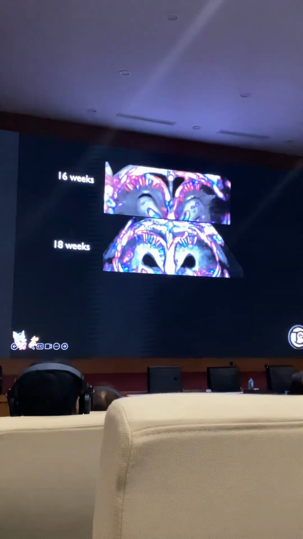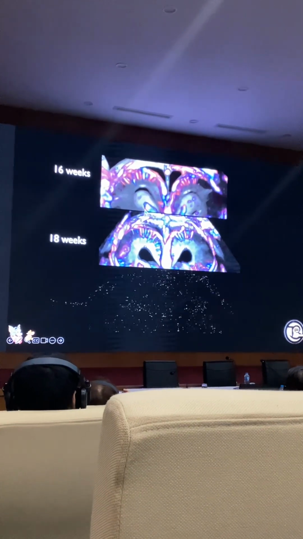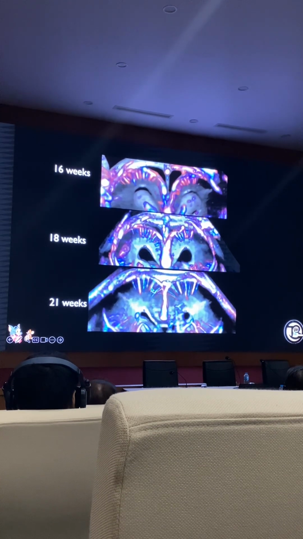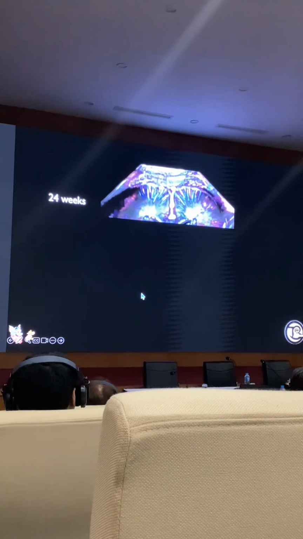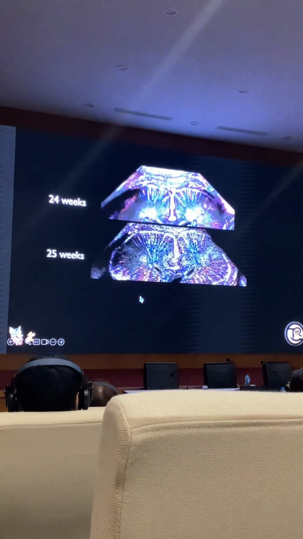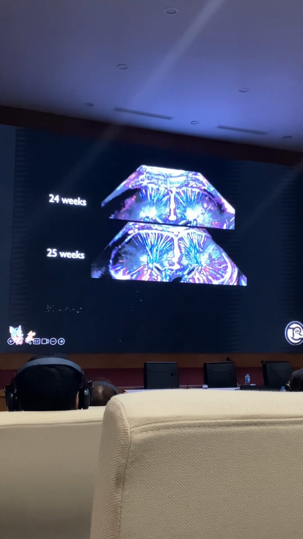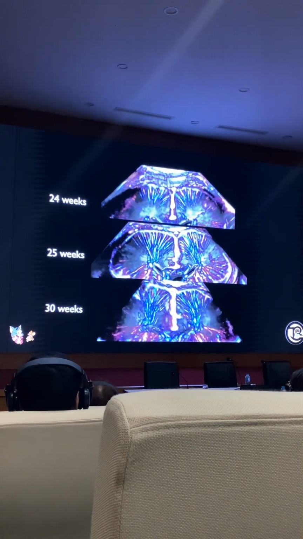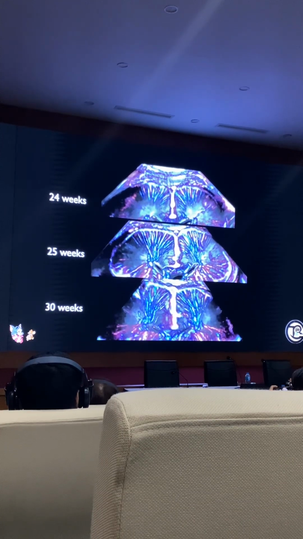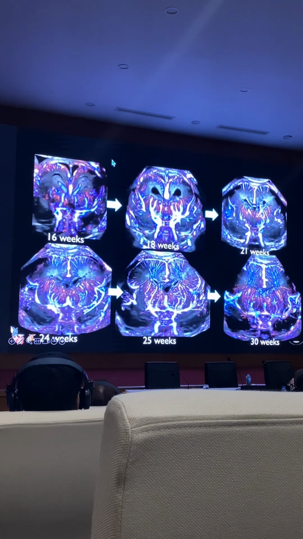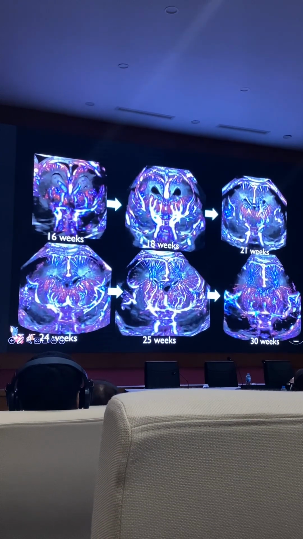Okay, the blue means going down. At 21 weeks of gestation, the blue one is growing. Then at 24 and 25 weeks of gestation, you can see the long blue ones. And at 30 weeks of gestation, the number of veins is increasing. Now this is 16 to 30 weeks of gestation by slow flow, and you can see the development of the medullary vein.